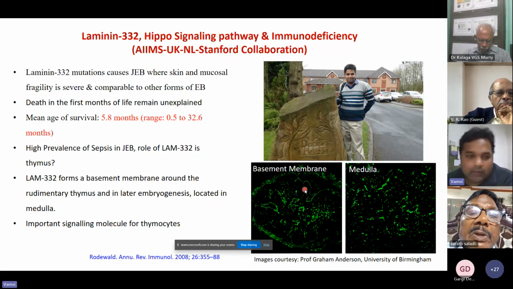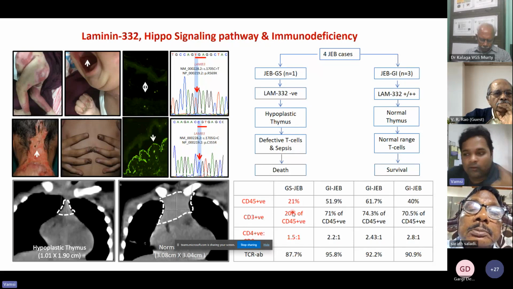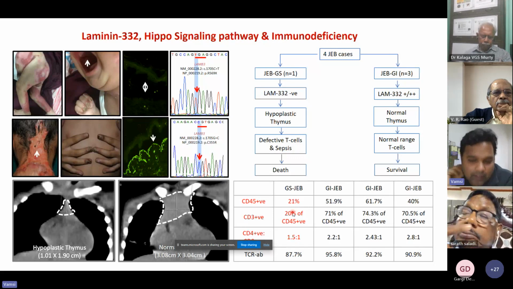Thus came the question when I came back to India. In a junctional EB patient that we saw, we immediately did a CT scan and found a hypoplastic thymus. And when we did peripheral flow cytometry, we identified that the immune cells were low. It was a eureka moment for me, but immediately my professor said, this is n equal to 1. It is just a chance possibility.